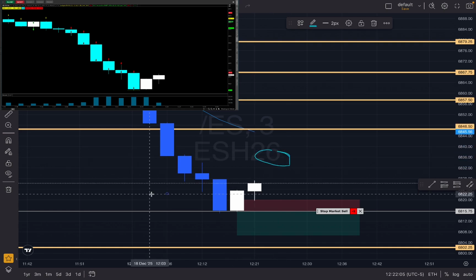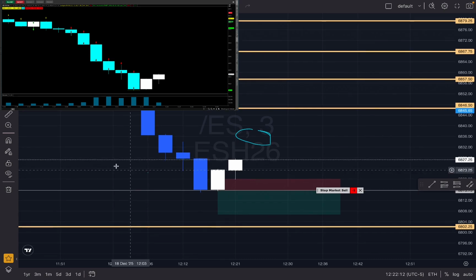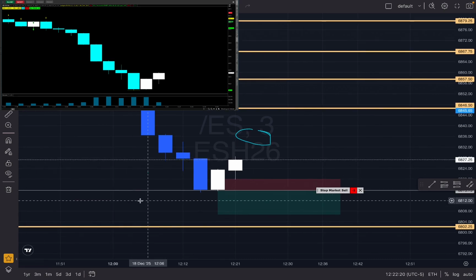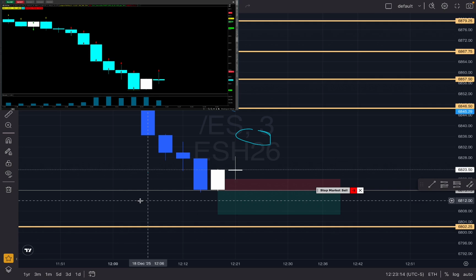I would be losing money. But anyways, that circle up there is just where I expected the pullback would get to. If it did, that would be my ideal pullback sell setup.